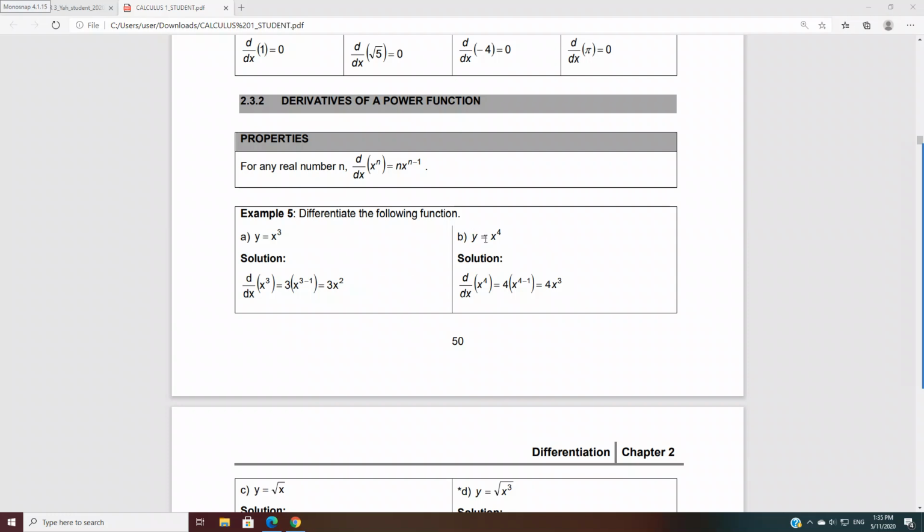B, y equals to x to the power of 4. So dapat 4 x to the power of 3. Sebab 4 minus 1, 3. So 4 times x cube.